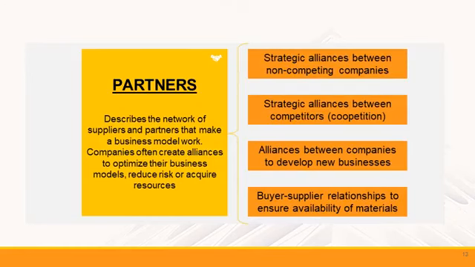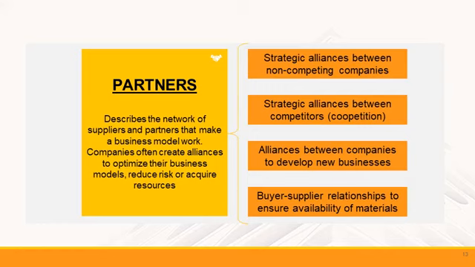Well, so right now we are going to define what a partner is. The partners are the network of suppliers and the different partners that make a business model work, okay? Some companies often create these alliances in order to optimize, to reduce risk, or to acquire resources. So if I want to avoid an expenditure related to a specific resource, maybe it will be more cost effective to create this alliance and to pay for the resource with the specific partner, okay? So there are 4 kinds of alliances.